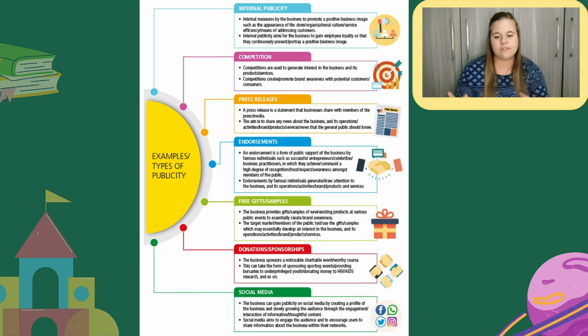All right, then we have examples of publicity. So we have internal publicity. These are internal measures by the business to promote a positive business image, such as appearance of the store, the organizational culture, and so on. Internal publicity aims for the business to gain employee loyalty so that they can continuously present and portray this positive image of the business.